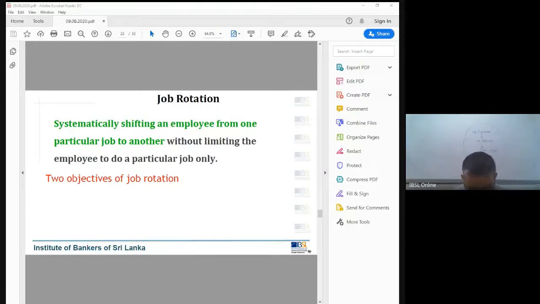Next one. Parate execution is applicable for what? What may be the answer? All defaulted loans in excess of rupees 5 million. So therefore the answer is B.